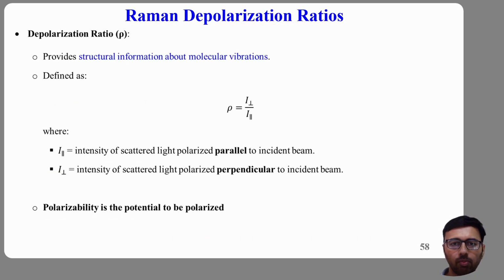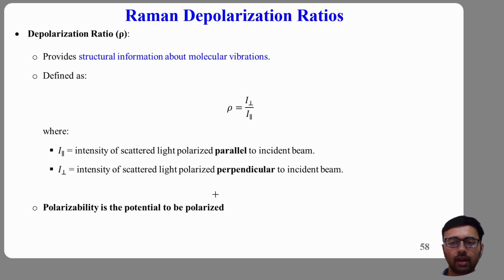Now let us move to one of the most elegant analytical tools in Raman spectroscopy, that is the depolarization ratio. The concept allows us to extract not only vibrational energy information but also molecular symmetry information. Suppose we irradiate a sample using a polarized laser beam. The electric field oscillates in one preferred plane. Now we observe the scattered Raman light.